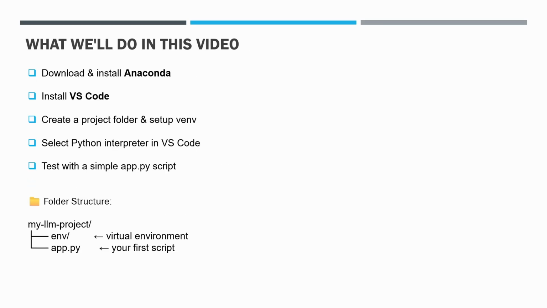So first we'll download and install Anaconda, and then we will install Visual Studio Code. Then we'll create a project folder by the name of my LLM project and set up the virtual environment. Then we'll set up the Python interpreter in VS Code, and create a simple app.py script and try to run it. So that's what we will be doing. Let's go to our system to start.